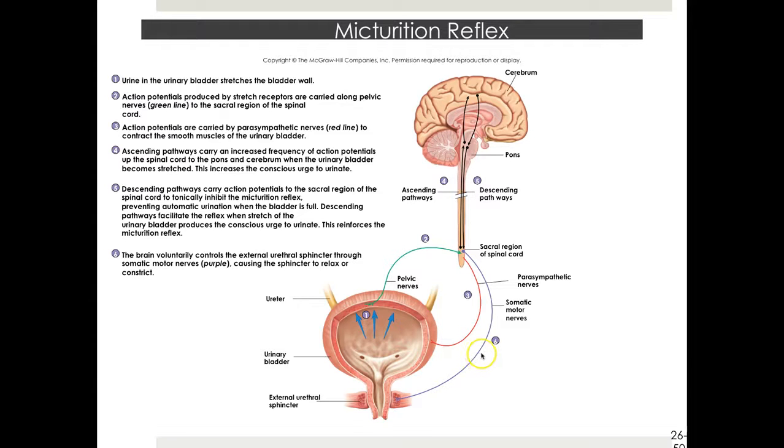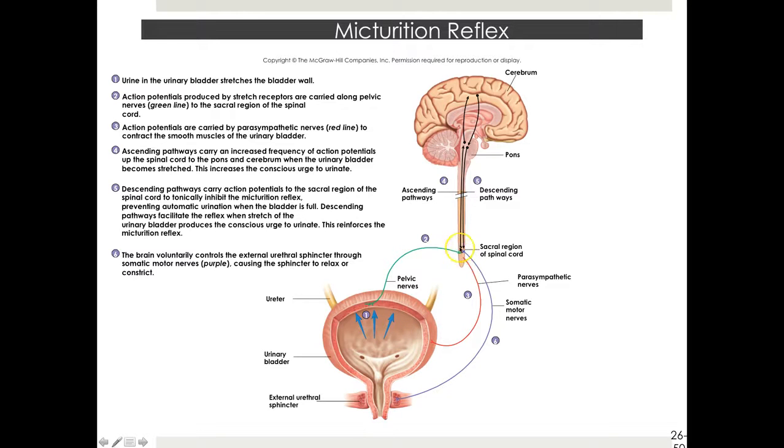So let's start over inside the bladder. Once it is filling and distending the bladder wall, we start to get action potentials sent through stretch receptors here in our bladder, sent along pelvic nerves to our sacral region of our spinal cord. At that point, we are going to have our parasympathetic nerves contract our smooth muscles in our urinary bladder.